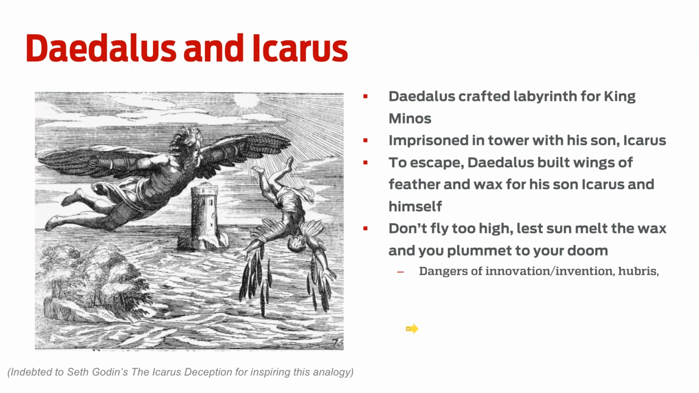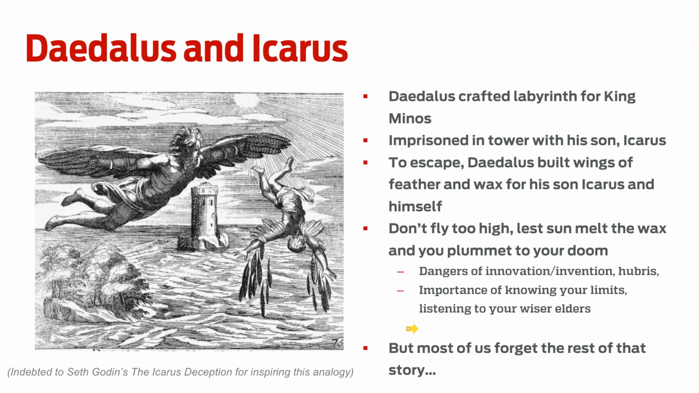Icarus doesn't listen, and this is often used as a story to talk about the dangers of innovation or invention or hubris, and very commonly as a myth about the importance of knowing your limits, of listening to your wiser elders. The thing is, most of us don't remember the rest of the story. There's another part to the story that doesn't get told as much, because that's not what Icarus did. We'll come back to that at the very end. So keep that in mind: there's more to the Icarus story than most of us remember.